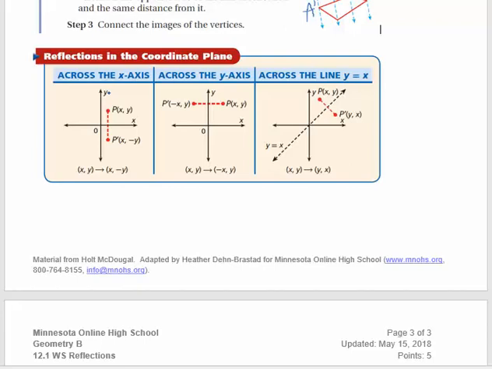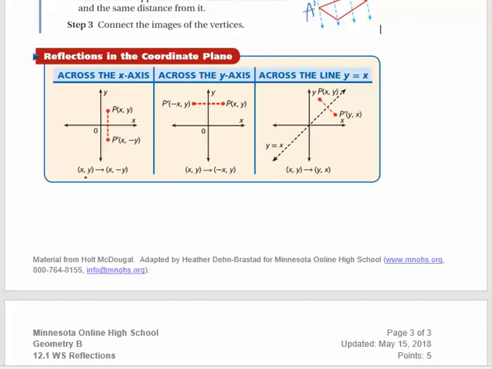If you're going to reflect a point across the x-axis, and you would do this for each vertex of the object, all you do is keep the x coordinate exactly the same and change the sign of the y coordinate. So if it was positive, it changes to negative.